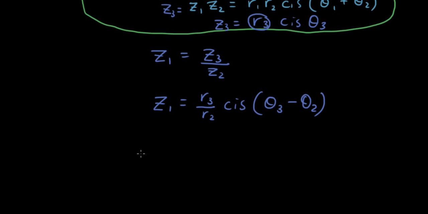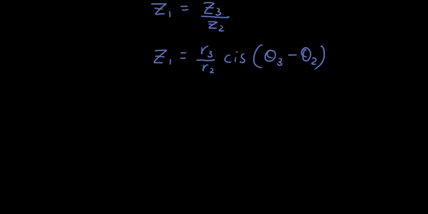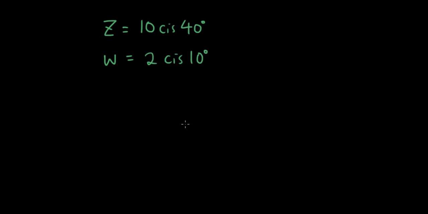Okay, so let's define two complex numbers. Let's define Z is equal to 10 cis 40, and let's define W as 2 cis 10. Actually, let's do 15 so you're not confused. And let's find Z over W using our formula.